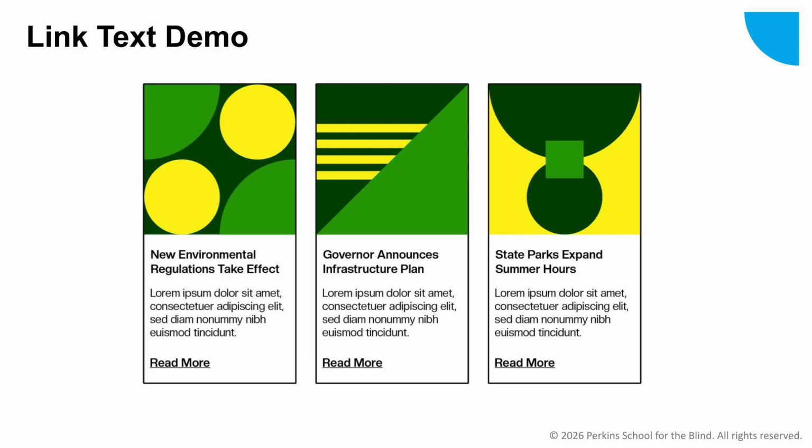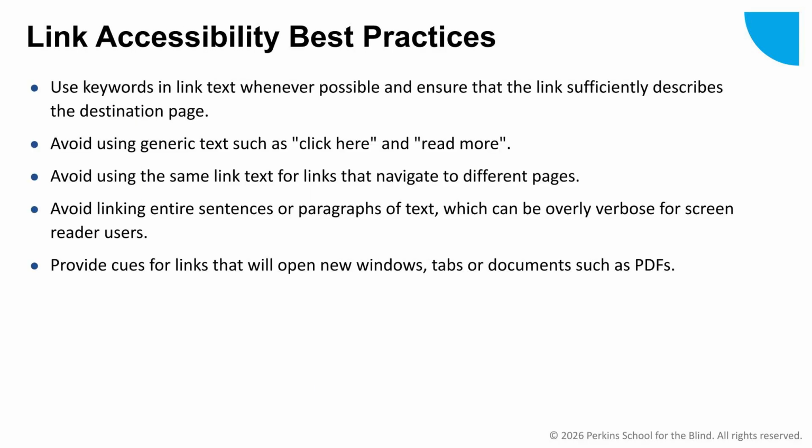It's important to ensure links sufficiently describe the destination page. Avoid using generic link text such as click here and read more or get the article. Similarly, avoid using the same link text for links that navigate to different pages. So if you have a lot of pages that all say, get the article, how does anybody who uses a screen reader know where that actually goes?